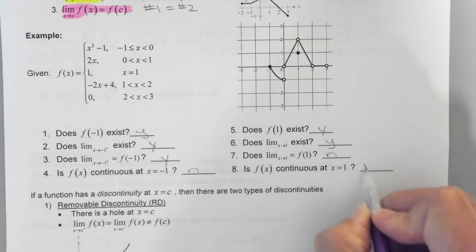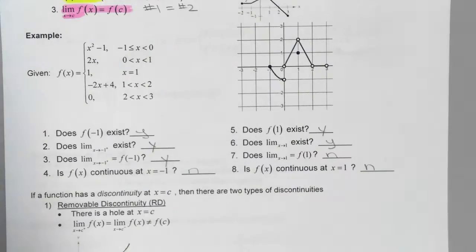No. So if you had to justify your answer here, you would have to basically show me that the limit as x approaches 1 from the left is equal to 2, which is equal to the limit as x approaches 1 from the right. That's a true statement, correct? I'm just basically sandwiching the limit between the two. Then you would have to state that f of 1 is equal to 1, which is not equal to the limit.